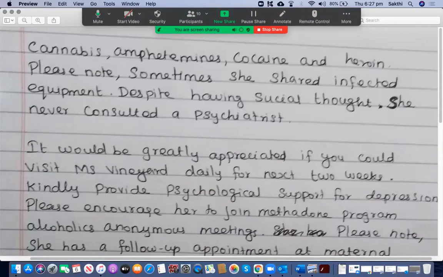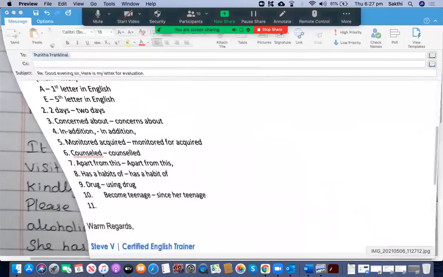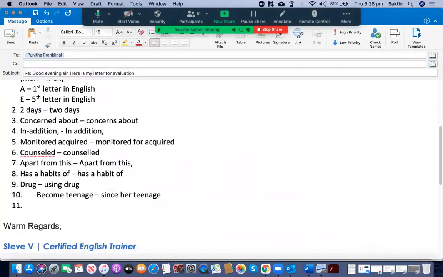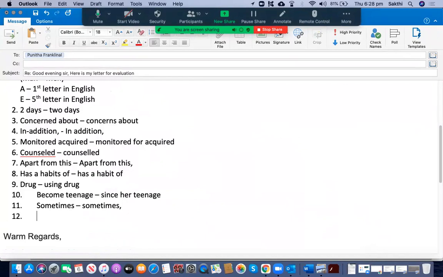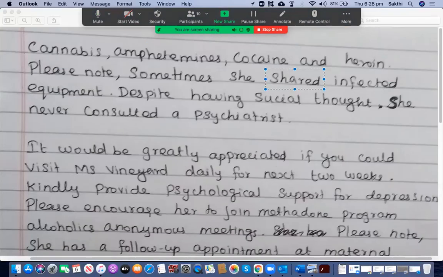She uses cannabis, or whatever, the amphetamines and then cocaine and heroin. Please note sometimes she shared infected equipment. So she did it in the past, right? Yes. After sometimes you need to place a comma as well. So it's like please note comma and then sometimes comma. And try not to use the same words from the case notes. If the case notes have got sometimes, you could have used occasionally.